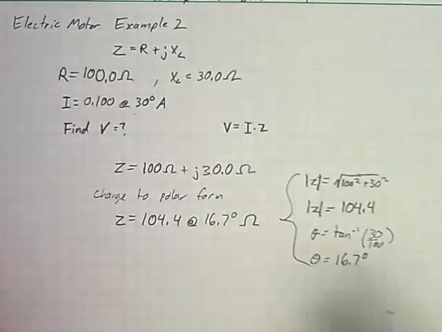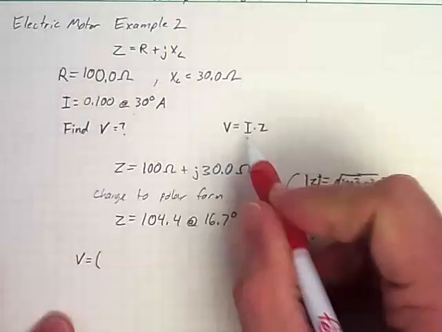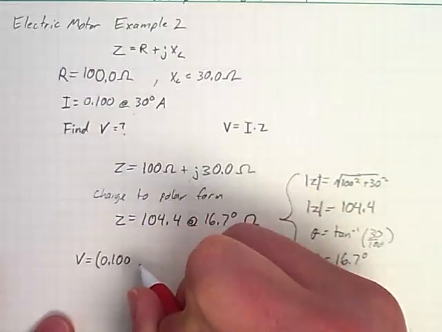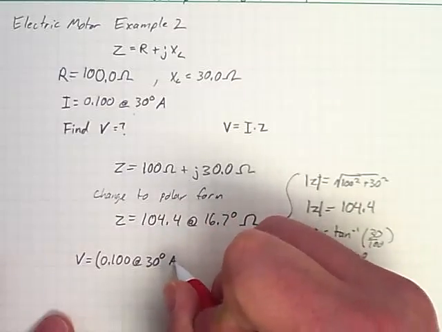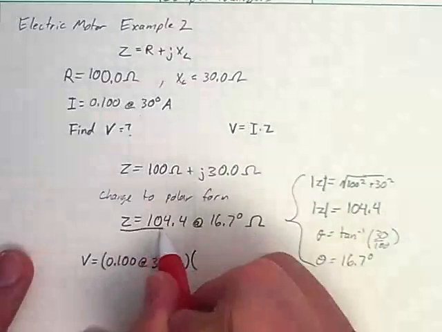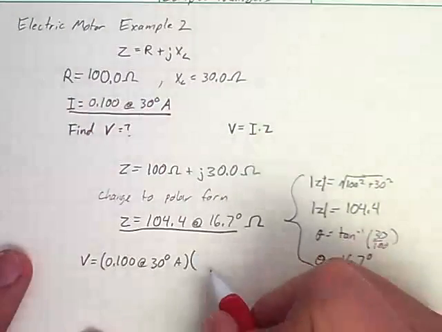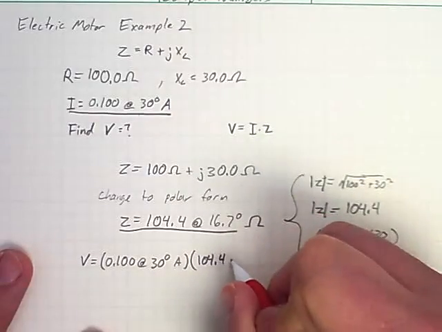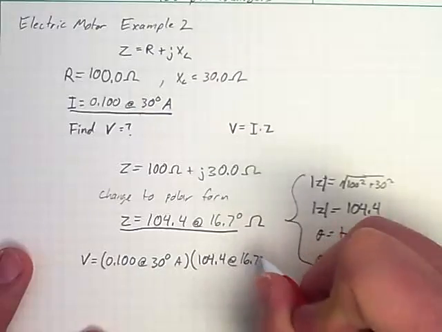Alright, so if we use that, now we can take that V is equal to I, which is 0.100 at 30 degrees, times this quantity. So it is times 104.4 at 16.7 degrees.